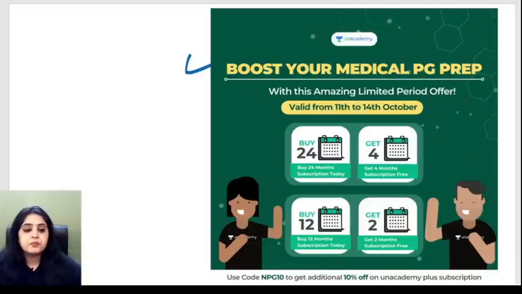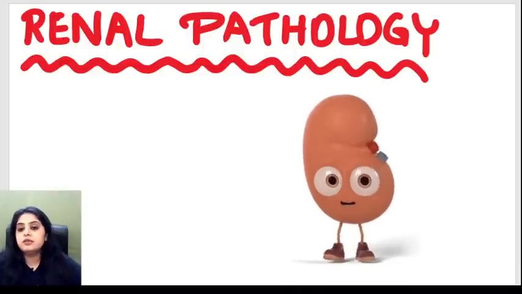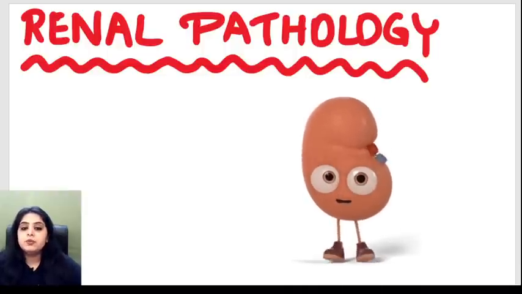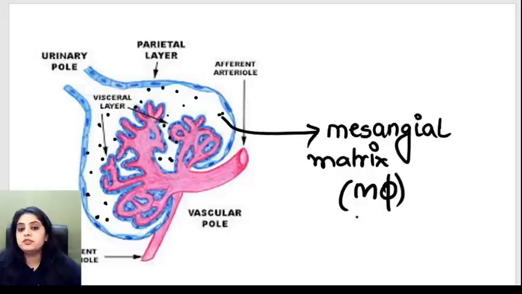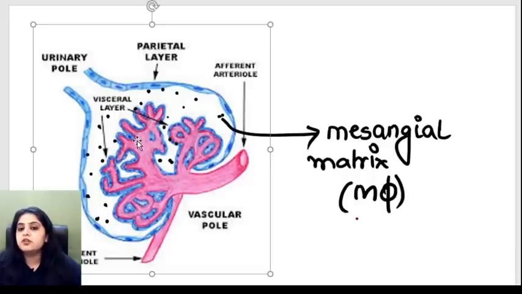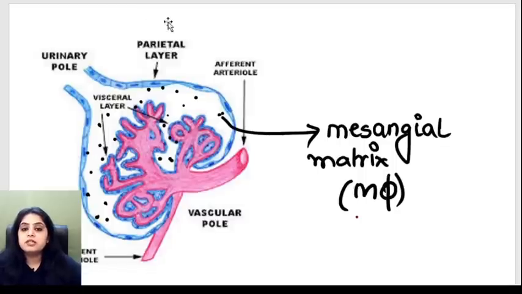Well guys, starting with renal path, starting with kidney, before we begin with the diseases, it's important for us to understand the normal of the kidney. That's where we probably falter the most. If we understand the normal of the kidney, the problem is sorted to a great extent.